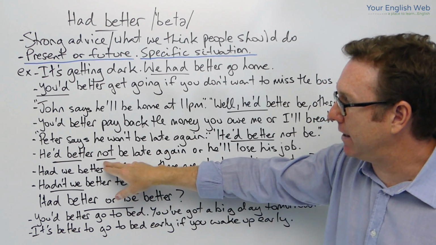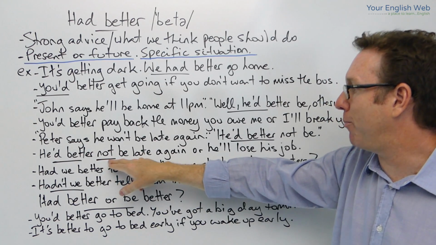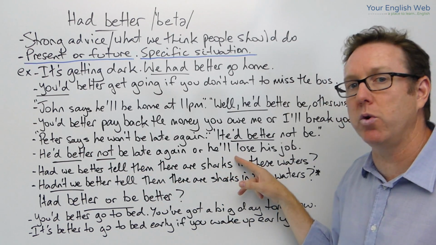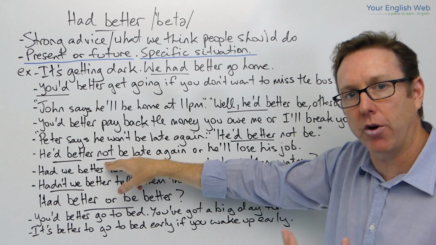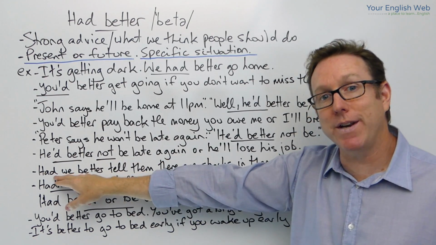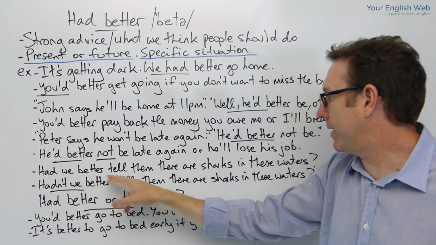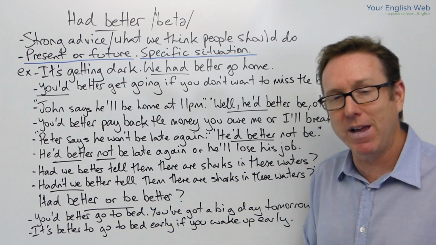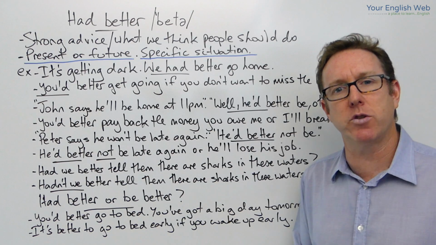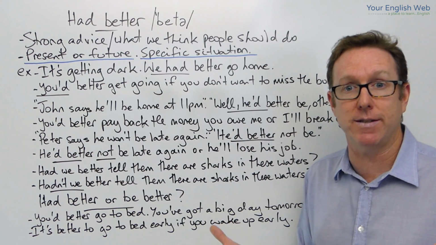So here's the negative. He'd better not be late again or he'll lose his job. So we're putting not here. He'd better not be late. So this next one is a question. Had we better tell them there are sharks in these waters? Okay, that's a question. But it's not common to use this structure in question sense.